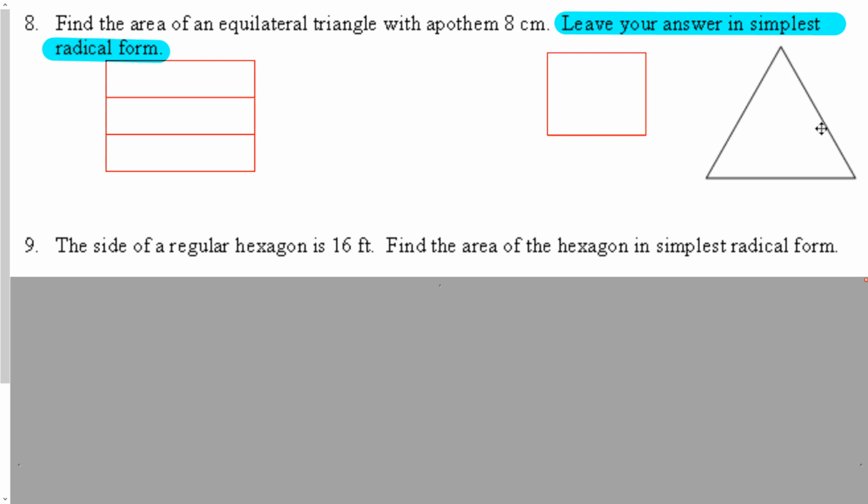So if I have an equilateral triangle and the apothem is 8 centimeters, I draw that information into my picture. Thinking about what my formula is to find the area of an equilateral triangle, because that is a regular polygon, I'm going to use 1/2 ans. You can notice here in the picture, all I have is one length. I just have the apothem. So when I just have one length, this is a time where you need to find an angle.